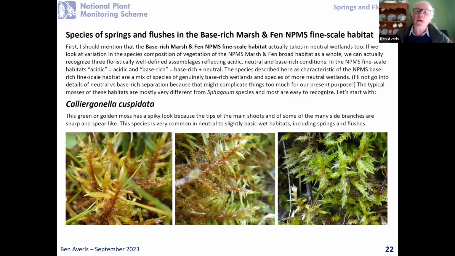Starting with mosses again, because there are quite a few of these, and some of them are really easy to identify. So if you see this spiky looking thing called Calliergonella, golden and spiky looking because the leaves are all wrapped into a point at the tips of the stems and some of the branches, then that's going to be a good indicator that it's not really so acid, more neutral to base-rich, and putting you in the base-rich NPMS fine-scale type.